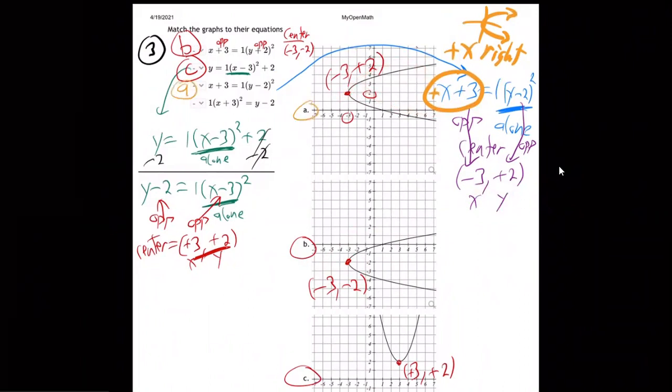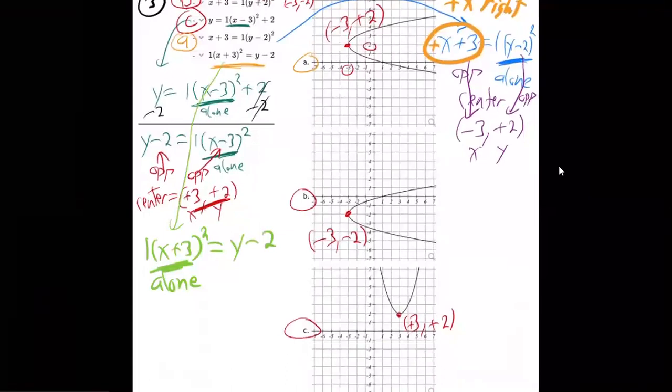And then the last one, let me grab this one. Bring it down here, maybe. We've got 1x plus 3 squared, y minus 2. Now, what are you supposed to do? You're supposed to get the x squared part alone. Well, it already is. That's nice. So what's the center? Opposite, opposite. Right? Opposite of plus 3 is -3. Opposite of -2 is plus 2. Center is -3 plus 2.